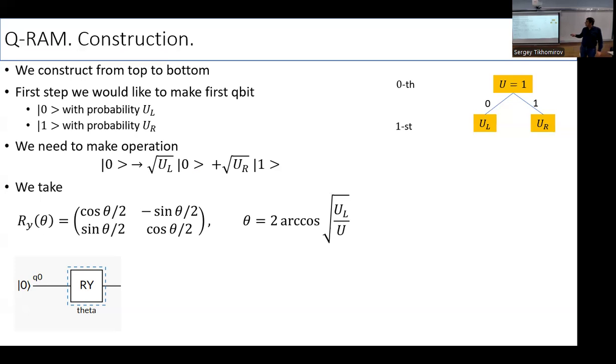So we did only one operation with the first qubit, and now we have this situation: if we measure the first qubit, then the probability to get 0 is UL, and the probability to get 1 is UR.